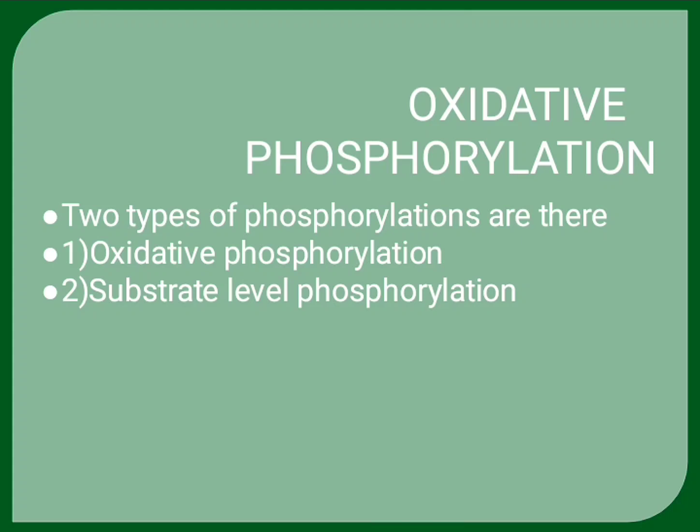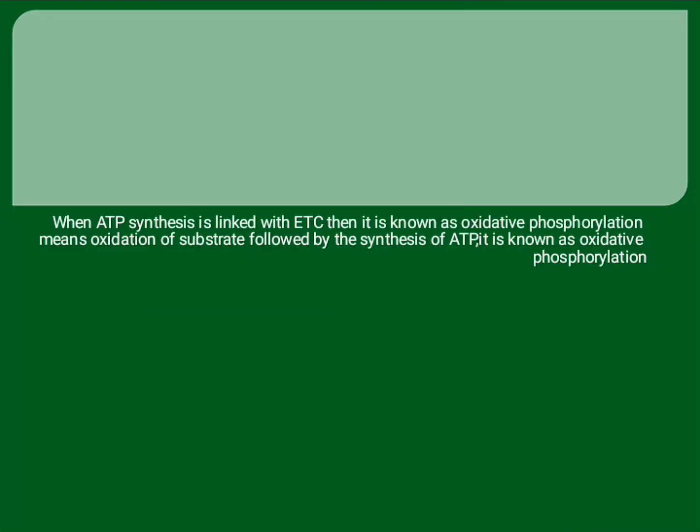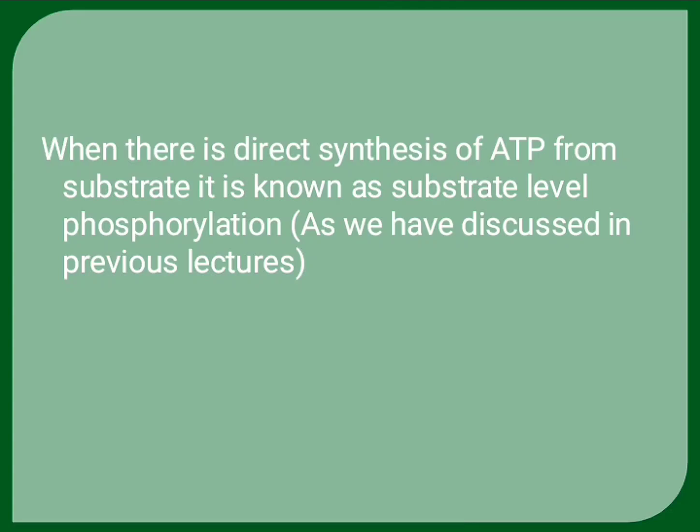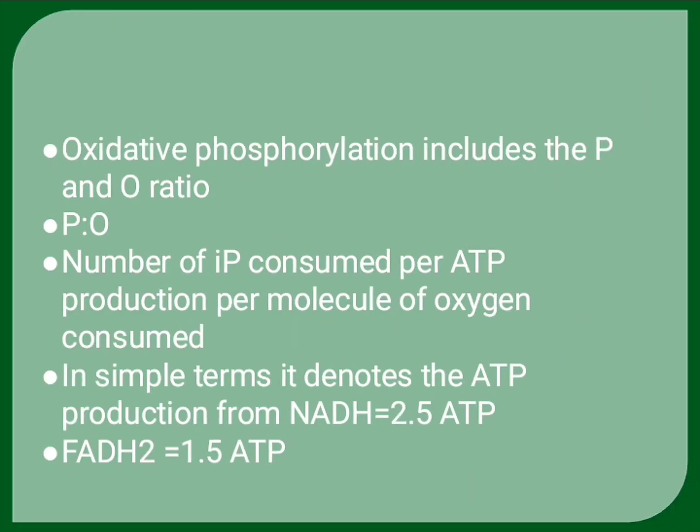So what is oxidative phosphorylation? When the electron transport chain is responsible for the synthesis of ATP, then this process is known as oxidative phosphorylation. When ATP synthesis is linked with the electron transport chain, it means oxidation of substrate followed by the synthesis of ATP. When there is a direct synthesis of ATP without the electron transport chain, it is known as substrate level phosphorylation, as we have discussed in previous lectures, in the lectures of glycolysis.